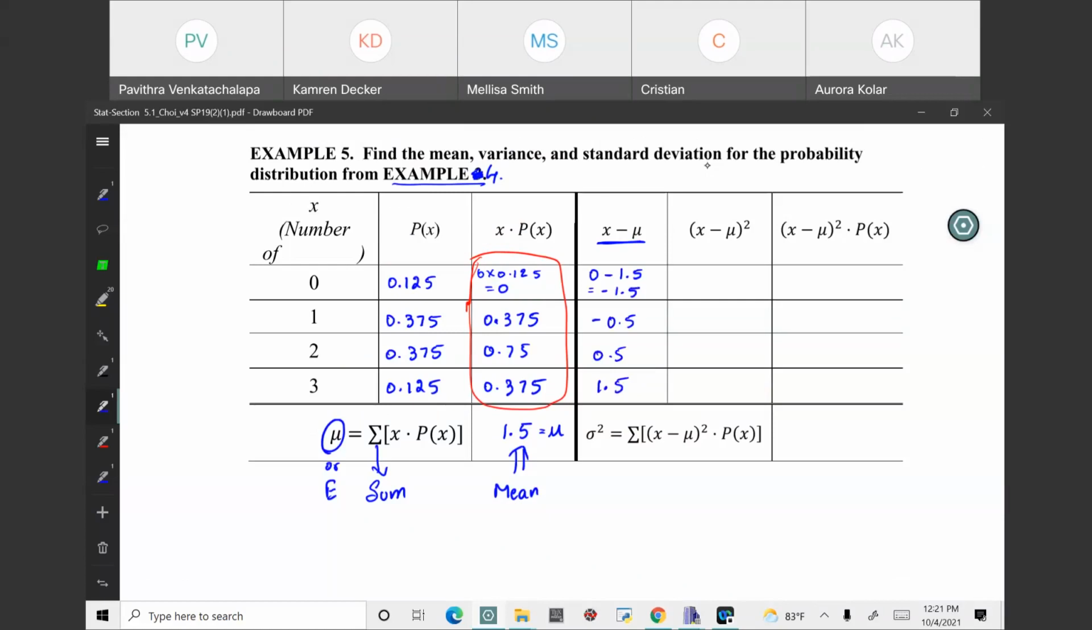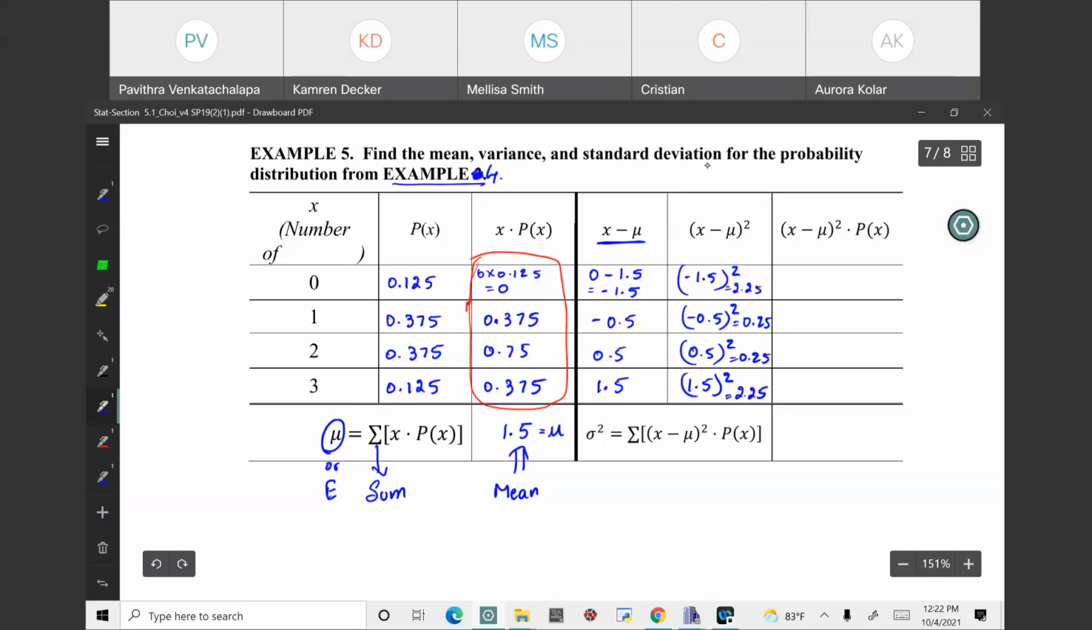Okay. In the same way, compute the next column. How do you compute it? Square, right? Multiply this twice or square this. 1.5 the whole square, 0.5 the whole square, 0.5 the whole square, 1.5 the whole square. What is the value? 2.25 and 0.25, again 0.25, and then we get 2.25.